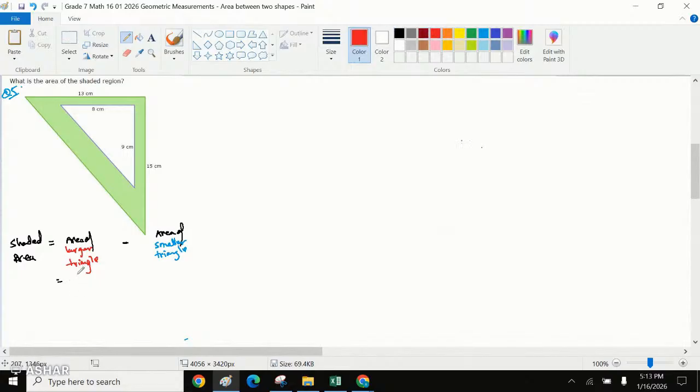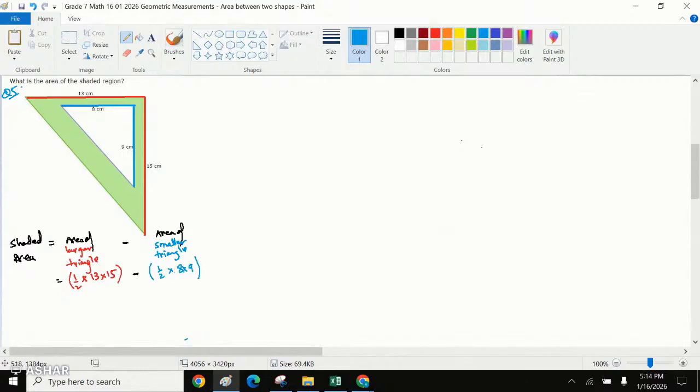So area would become half, this is the value for the base, agreed, and this value would be for the height. So can we say half into 13 into 15? Subtract the area of the smaller triangle. In case of the smaller triangle, the base was 8 and the height was 9. So can we say half into 8 into 9?